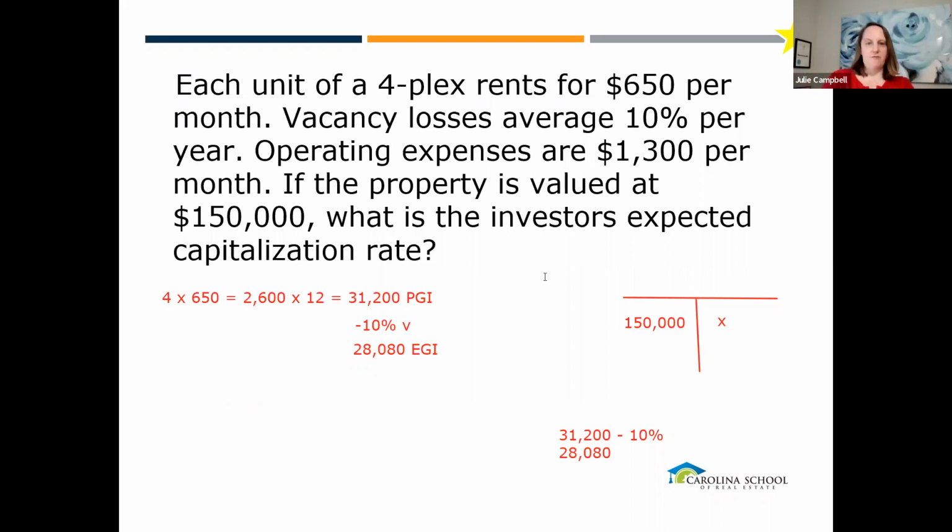Then we're told that we have $1,300 in operating expenses per month. Again, this problem is solved annually, so make sure you take all monthly figures and times them by 12. So that gives me an annual operating expense of $15,600. So I deduct that from my EGI, and I'm left with a net operating income of $12,480.